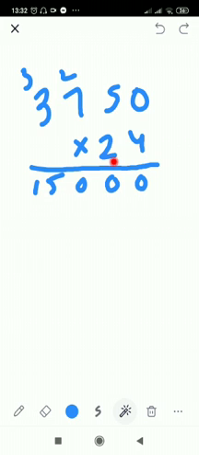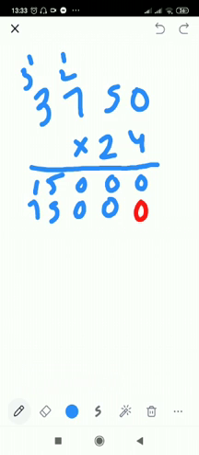Then you're going to multiply this with 2, and this is 2 tens, it's 20, so we are going to place a 0 first here, and then multiply further with 2. All right, 2 zeros are 0, 2 fives are 10, 0 here and 1 carried, 2 sevens are 14 plus 1 is 15, 5 here and 1 carried, 2 threes are 6 plus 1 is 7.